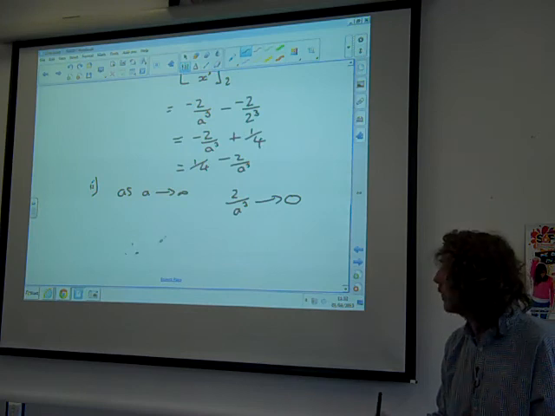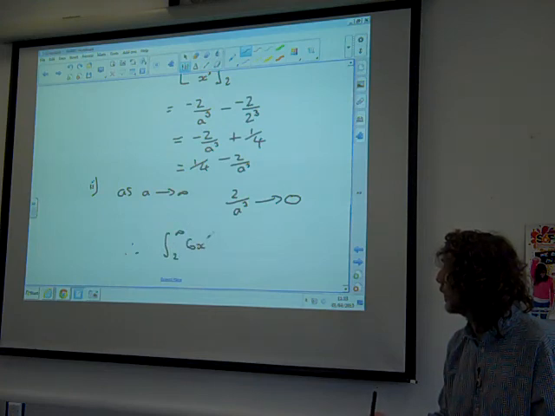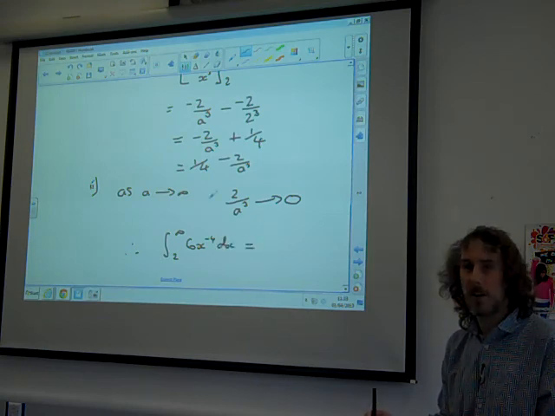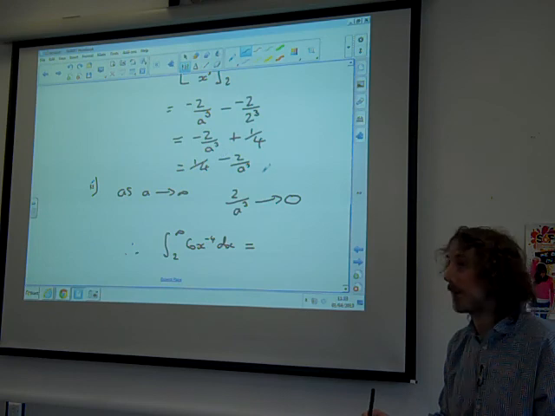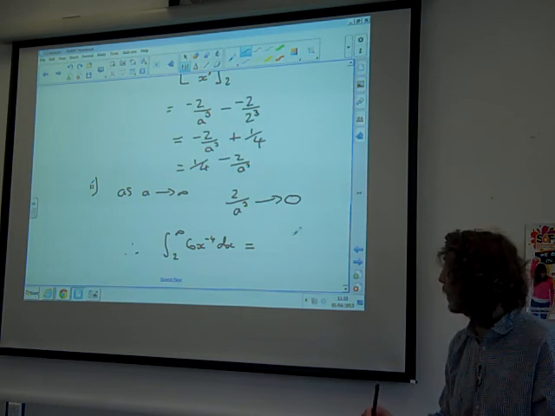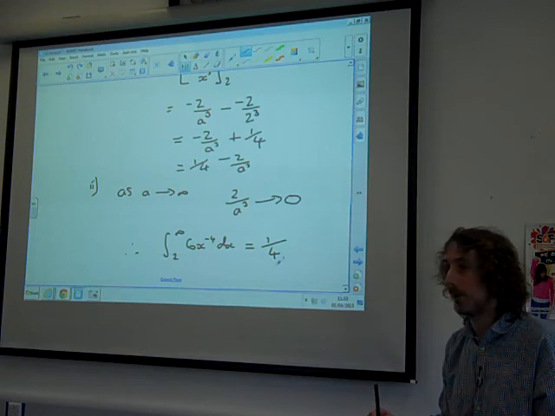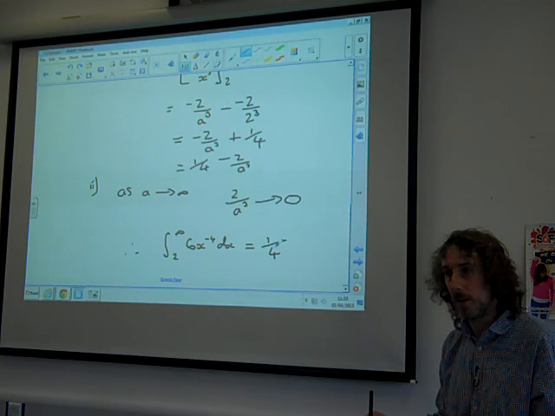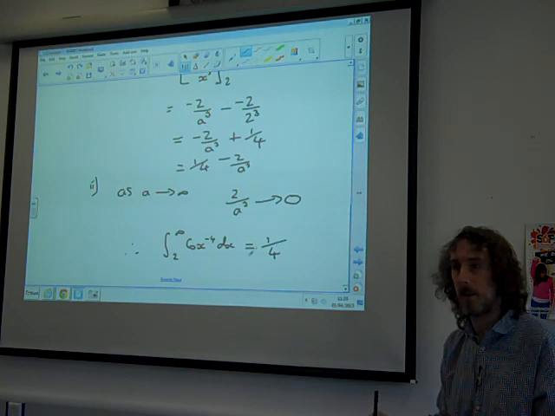From which we can be confident that the integral from 2 to infinity of 6x to the minus 4 dx is equal to, well, we're left with a quarter take away 0. And a quarter take away 0, the last time I checked, was equal to a quarter. So that's going to be our answer. Does that make sense as a final kind of step to that?